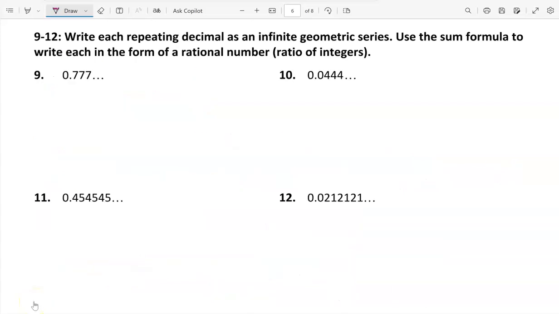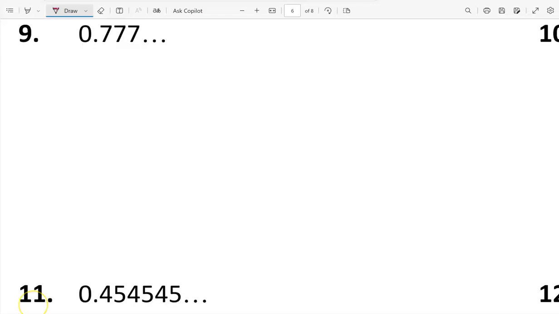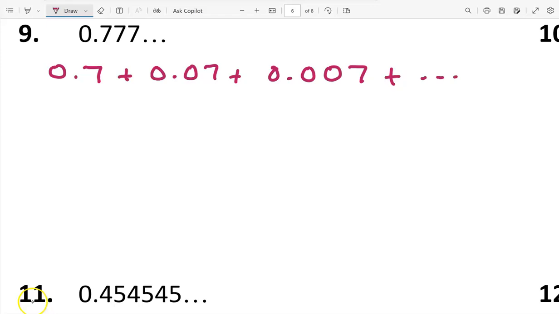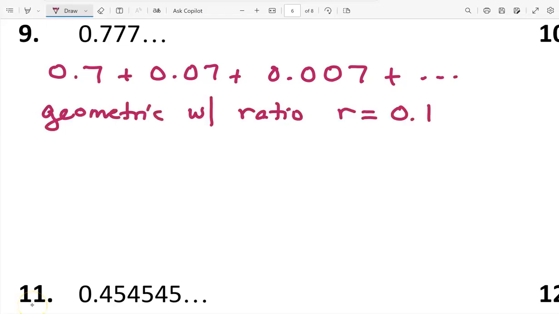In 9 through 12, we're asked to write each repeating decimal as an infinite geometric series, and then use the sum formula to write in the form of a rational number or the ratio of integers. The decimal 0.7 repeating can be expressed as 0.7 plus 0.07 plus 0.007, etc., which is a geometric series with a ratio r equal to 0.1.